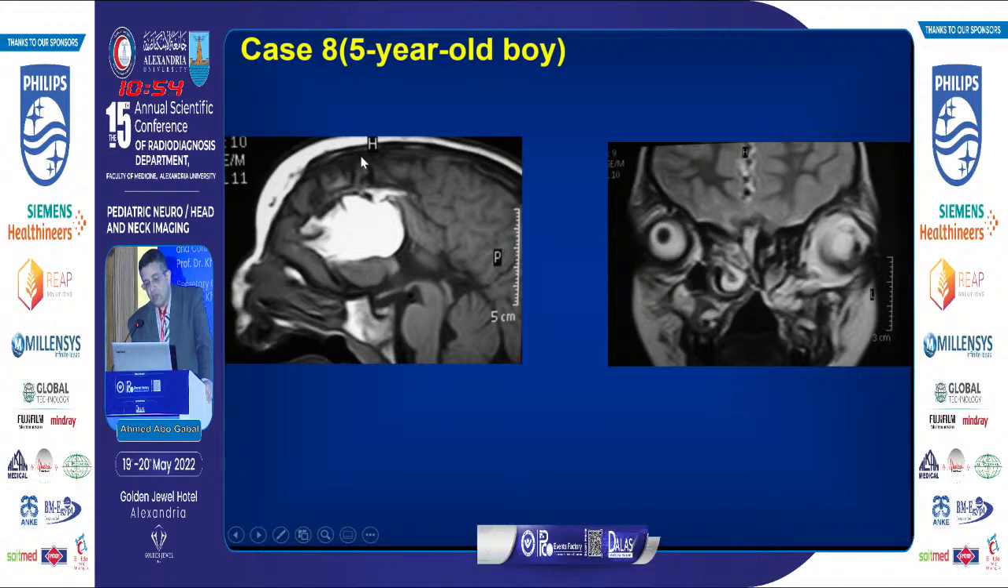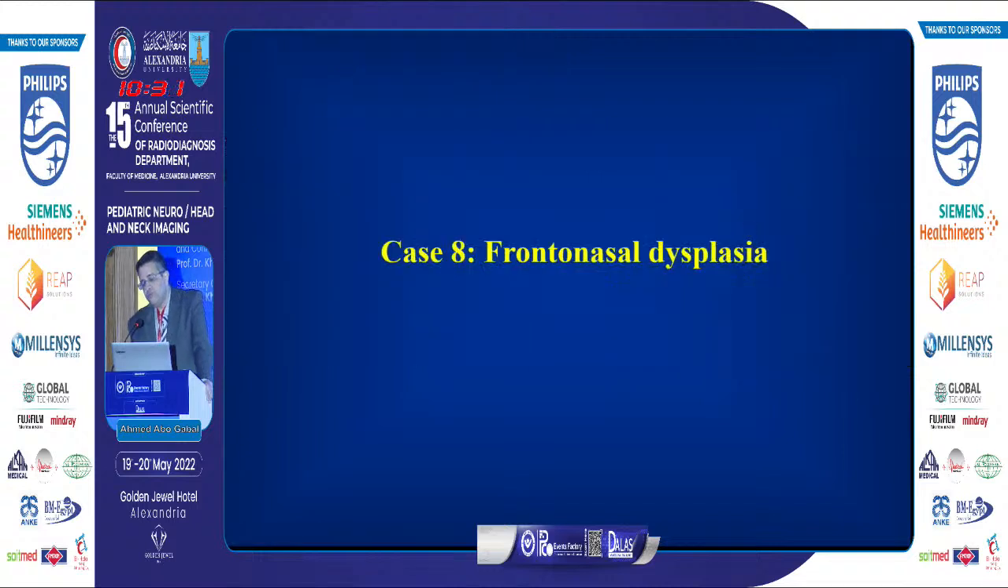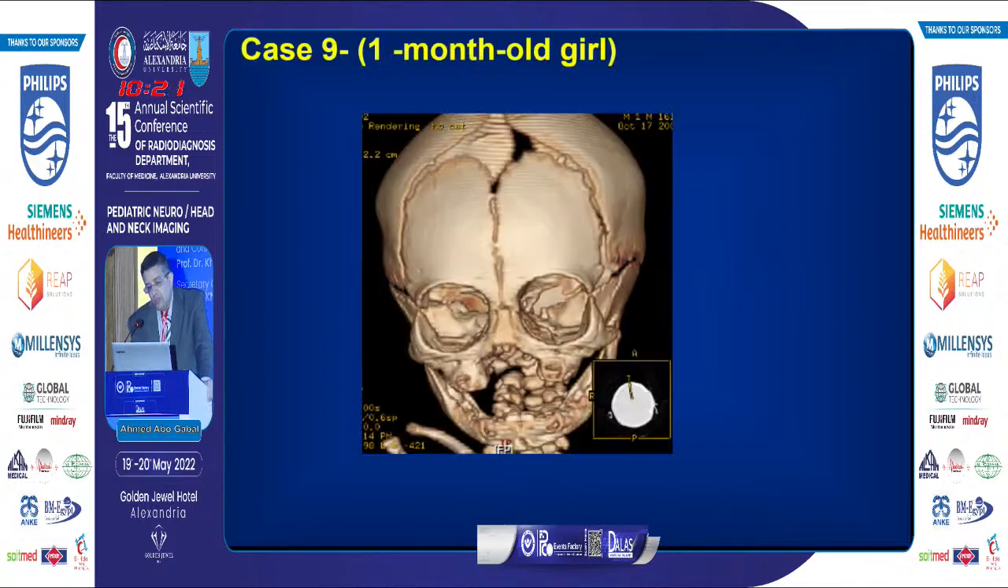When we did an MRI, there is associated agenesis of the corpus callosum, and there is a large interhemispheric lipoma. What we also realized is that there is hypertelorism. The distance between the two orbits is very large. And there is also a small meningocele or small herniation of brain tissue through the defect. This is what we call frontonasal dysplasia. So what I want to show here is that we have hypertelorism. The distance between the two orbits is large.